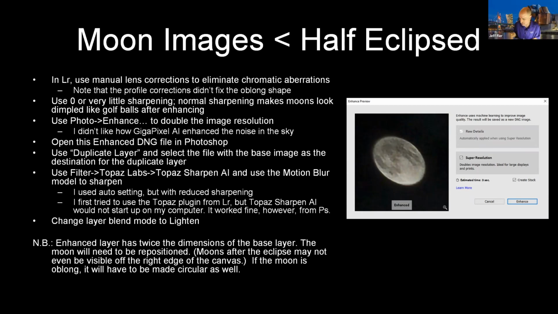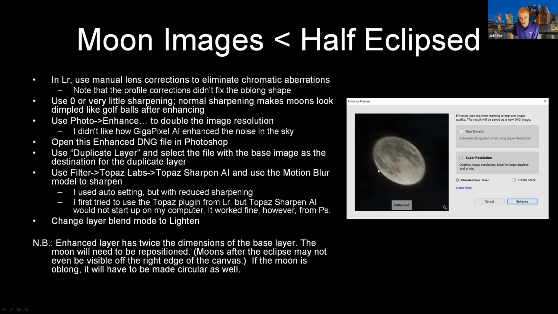So I used the manual chromatic aberration correction tools to remove a red fringe on one side and a green fringe on the other of each moon. Okay, I didn't use any sharpening for the moons because I found out that when I increased the size of the moon, that sharpening really got accentuated and sort of looked like little dimples on a golf ball. And so I left sharpening until the end.